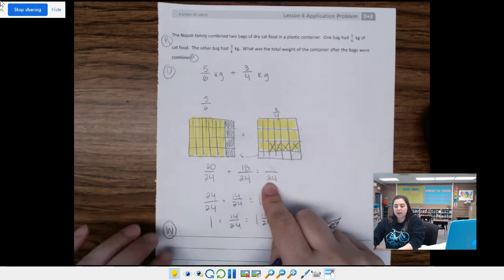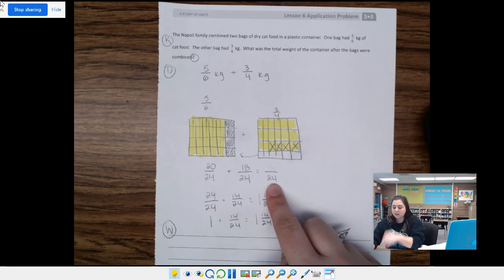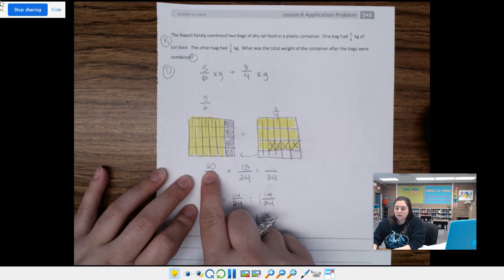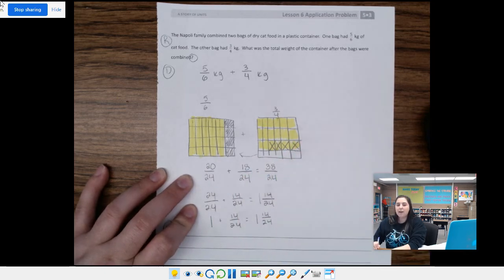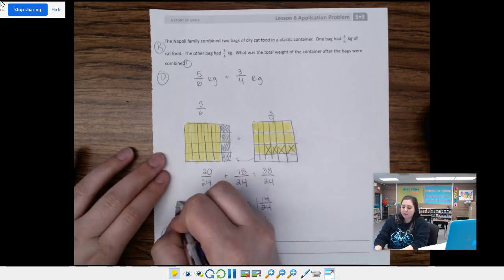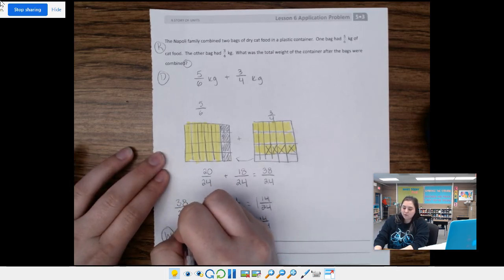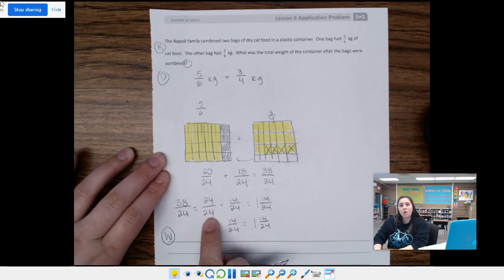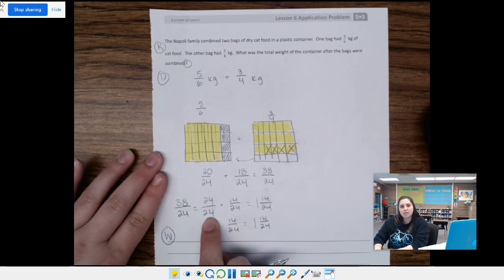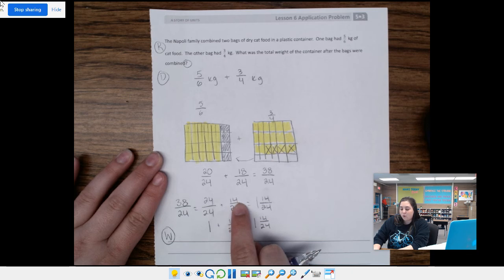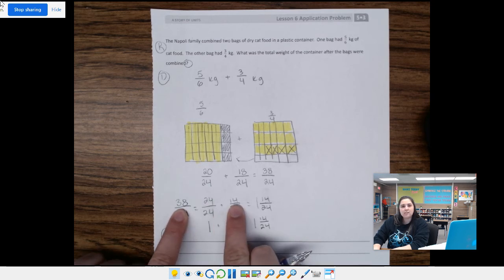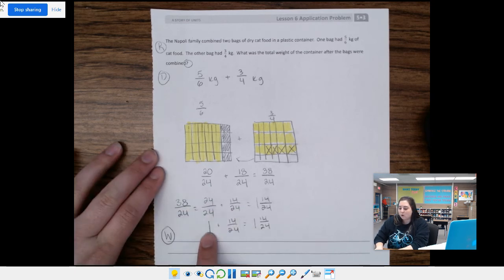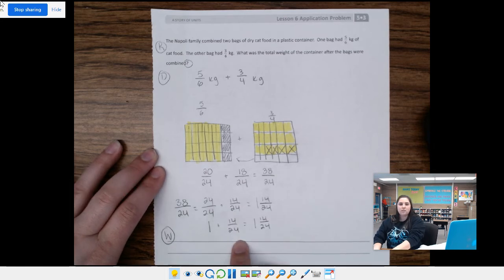If you decide just to add up your fractions, you could say 20 plus 24 is 38. And then it would be up to you to come up with this. 38 24ths. If I pull out a whole, 24 24ths, I would need to add 14 more 24ths to equal 38. 24 plus 14 is 38. So that's where we get our 1 and our 14 24ths.